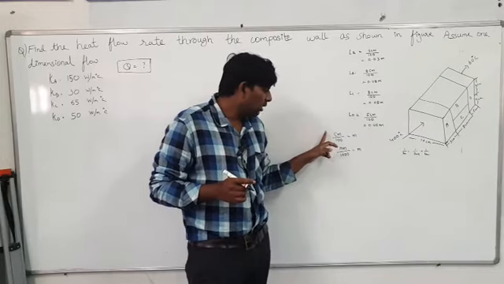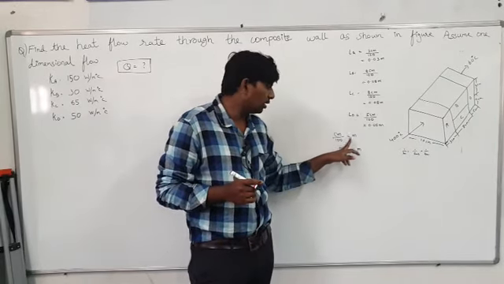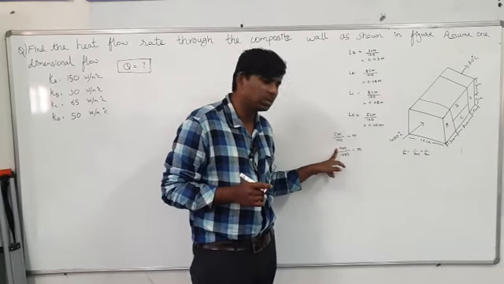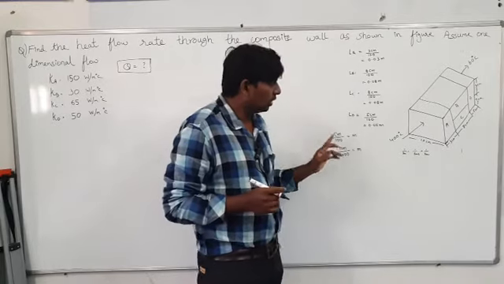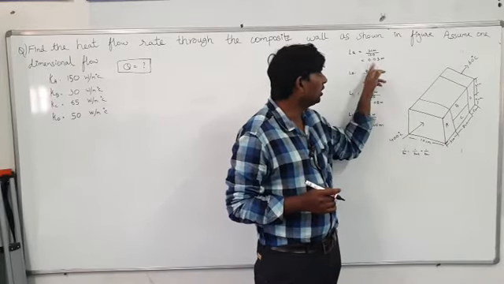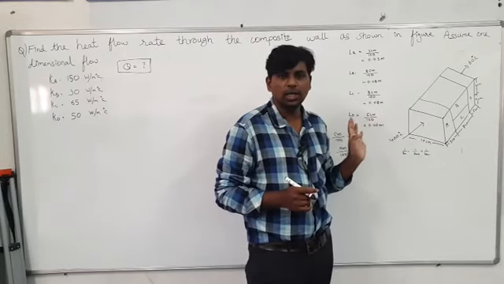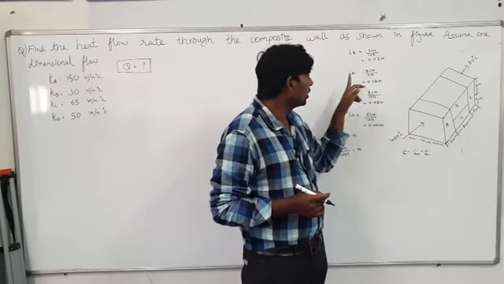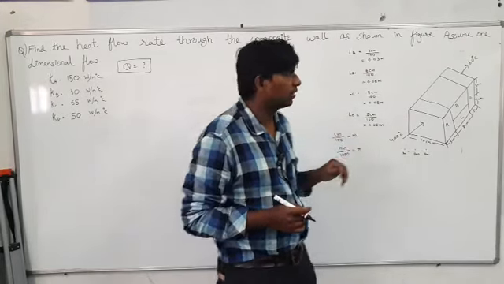What is the assumption? If anything is given in centimeter, divide by 100, and you will get the answer in meter. If anything is given in mm, divide by 1000, and you will get the answer in meter. So in this figure, it is given in centimeter, so divide by 100 for each. Now this is LA, this one is LB, this one is LC, and this one is LD. Like this, the conditions are there.